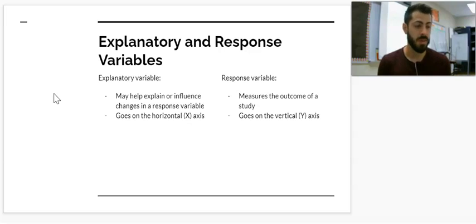The response variable is the outcome variable. It measures the outcome of whatever study we're referencing, right? We're going to put that on the vertical axis. It's what's traditionally known as the y variable, right? So you have x and you have y. X, we're assuming, is what makes the impact, and y is the result of whatever x does, right?